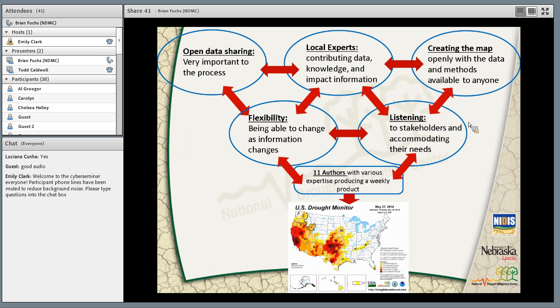So some of the keys that I like to mention when putting together the map, again, this open data sharing, the local experts, the creating of the map, being flexible, listening, and again, you have 11 different people with 11 different perspectives all putting this information together into a weekly map.